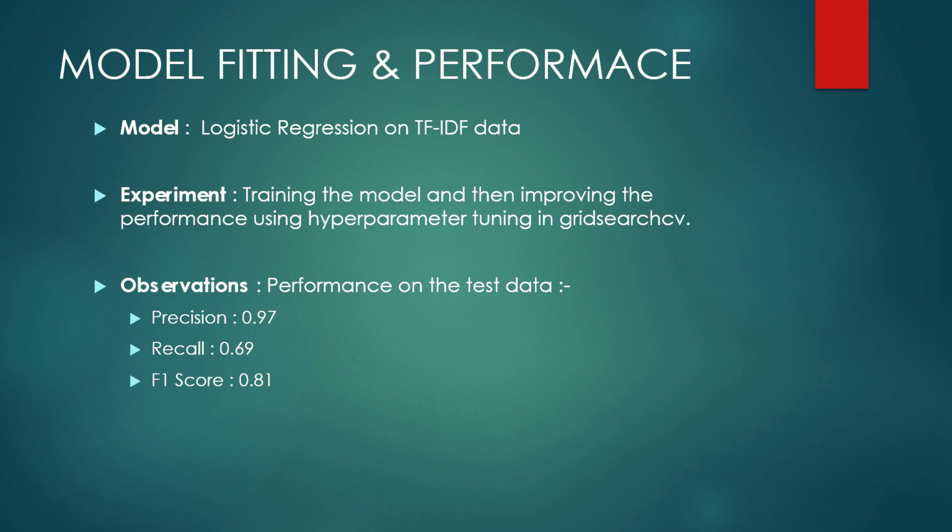Then we used a TF-IDF data frame to classify spam and ham. Using logistic regression, we got precision of 0.97, recall of 0.69, and F1 score of 0.81. The second best classifier on TF-IDF was the AdaBoost classifier, which gave us precision of 0.94, recall of 0.74, and F1 of 0.83.